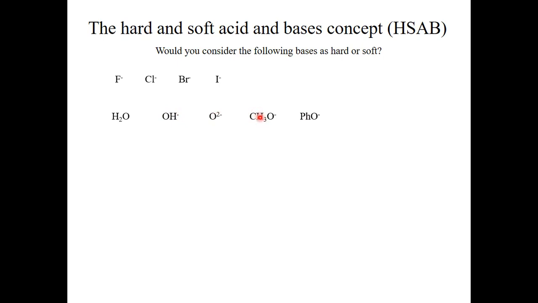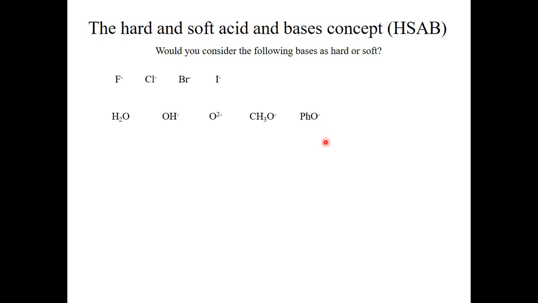Then CH3O minus is somewhat softer than this, even though we have only one negative charge, and that can be explained by the positive inductive effect of the CH3 group. The phenoxide is softer than the methoxide, even though the phenyl group is actually electron withdrawing, due to the fact that you can now delocalize the negative charge at the oxygen within the phenyl ring. And then you actually have the highest occupied molecular orbital in the phenoxide, which is relatively soft, because it's relatively polarizable.